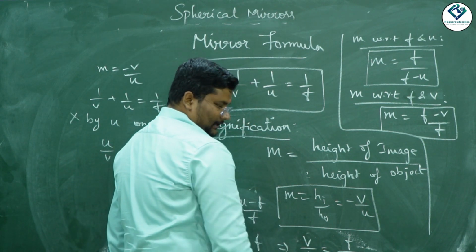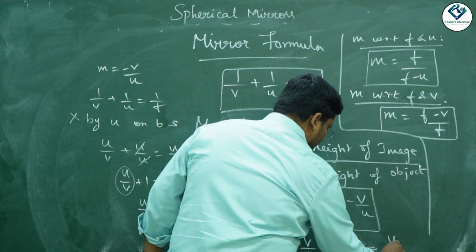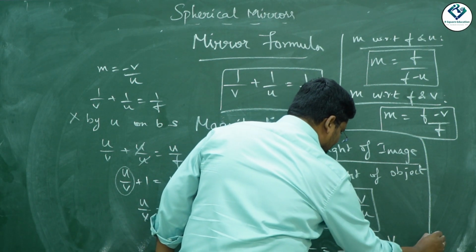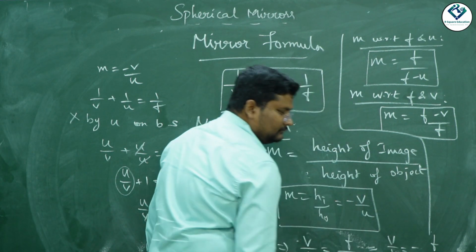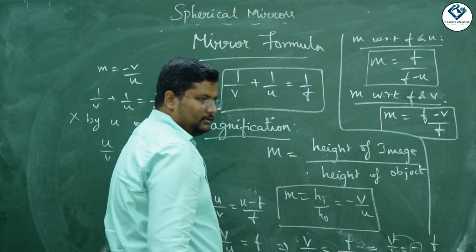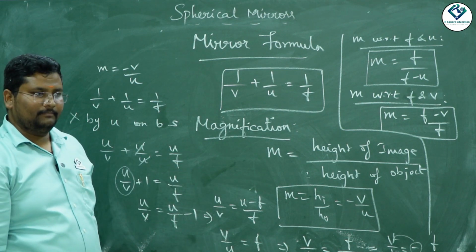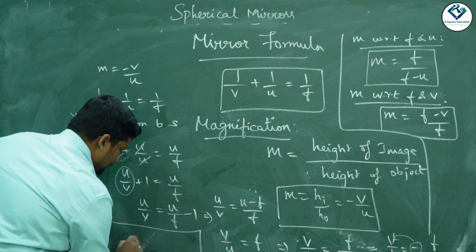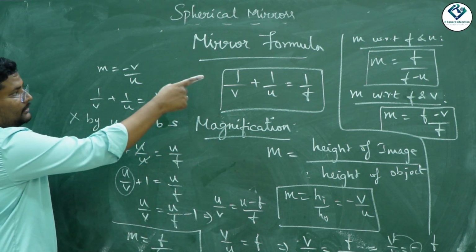If you take the minus as common, this equation will turn out to be v by u is equal to minus f by f minus u. This minus, if it is multiplied on both sides, you'll get minus v by u, which is nothing but magnification. So can I conclude from this m is equal to f by f minus u? I got it.